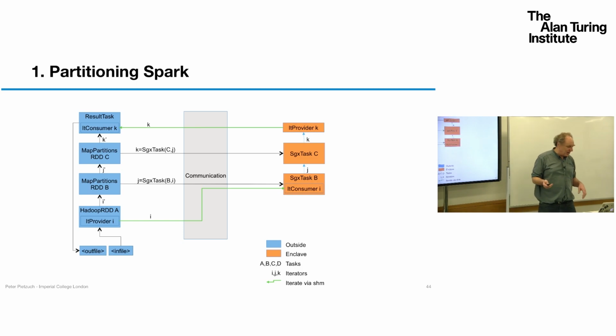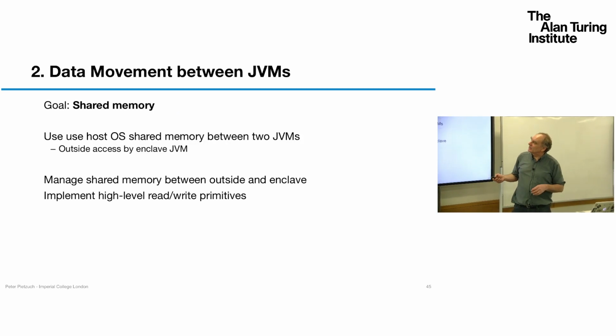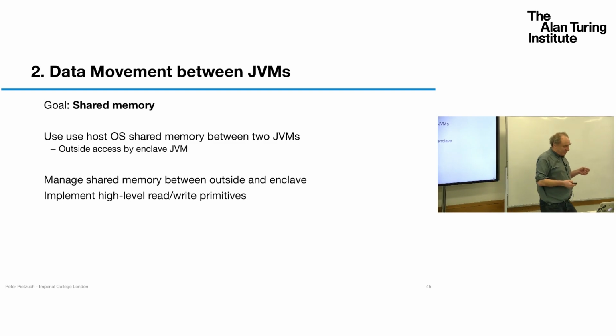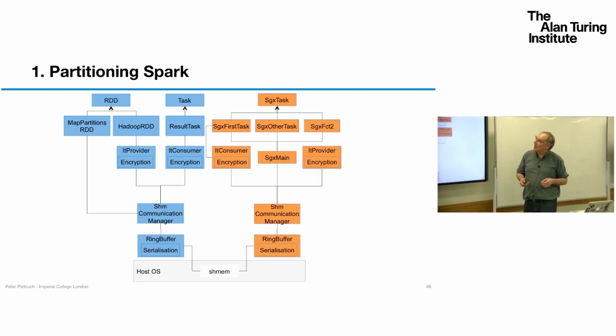So we're going to run out of time if I don't skip a bit. And then data movement between JVMs: the goal was to implement shared memory between the JVMs, so you could have these different Spark tasks communicate efficiently, and you have to care about encrypting the right way and so on to make that safe.